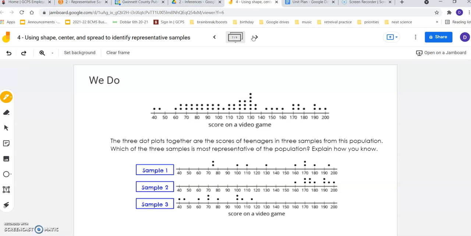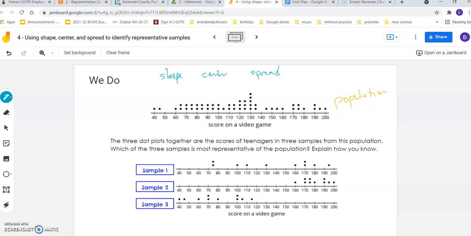Okay. So this shows the scores on some video game of a lot of teenagers who were asked the question. So this is our population. And however this game works, the lowest score was 40, the highest 200, and scores in between. So we're going to look at this in terms of similar shape, similar center, and similar spread. How does that work out? So let's start with shape.